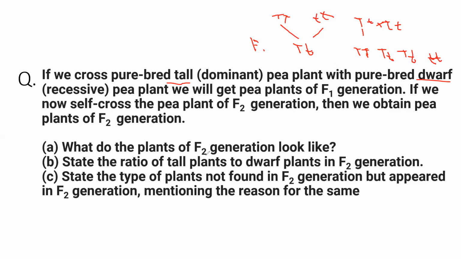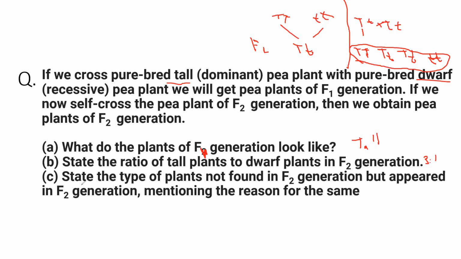Okay, yeah, Badruddin, you can tell now. What do the plants in F1 generation look like? This is the F1 generation. What do they look like? It will be tall. That's the answer. Good. Okay, second one, state the ratio of tall plants to dwarf plants in F2 generation. Should I answer that as well? Yeah, you have to answer the full thing. Okay, so it will be 3:1. Basically, it's the phenotypic ratio.